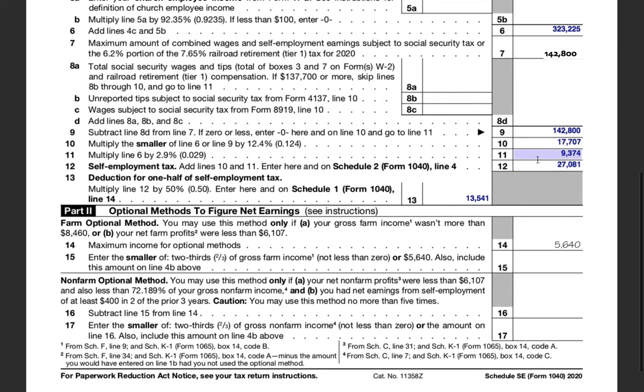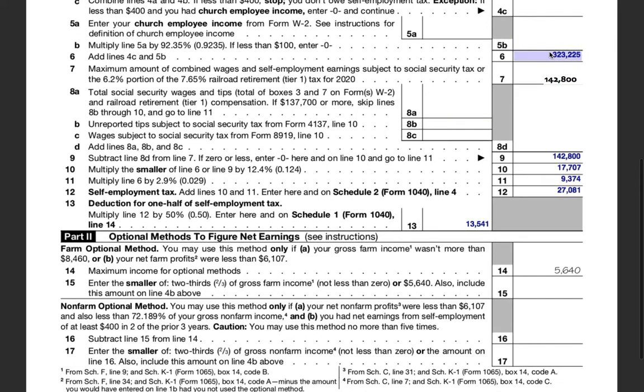Okay, so then line 11 says, on line 9, 6, this is the net earning, right? 323,225. This is the net earning amount. So they say multiply the net earning amount by 2.9%, so that you will get the Medicare tax here, right? Then you add that, which tells you 912, that is the self-employment tax.